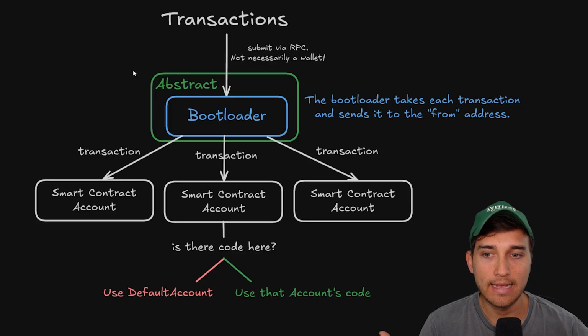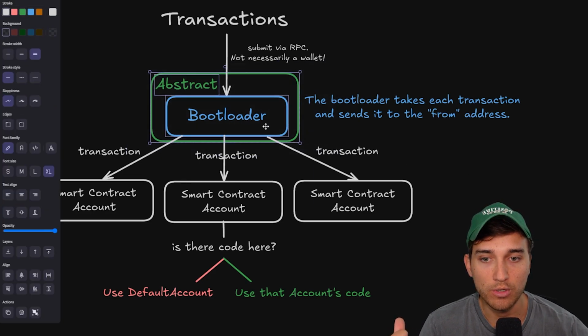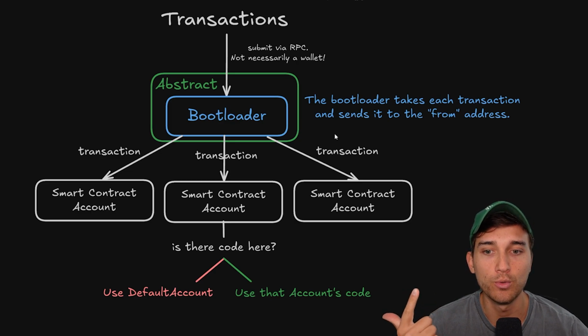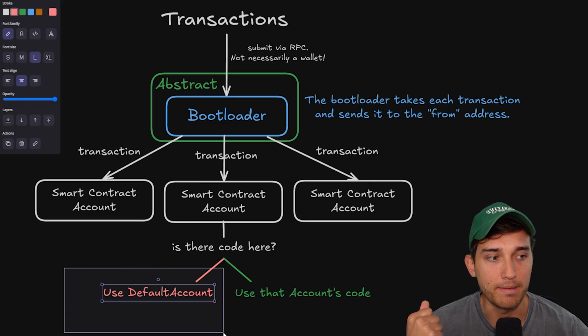Okay, so as I said, the first point is that Abstract deploys multiple system contracts at Genesis. One of those system contracts is the bootloader, in blue here. So first concept, system contracts. Second concept, bootloader. Third concept was default account, and we'll get to that at the bottom left here.